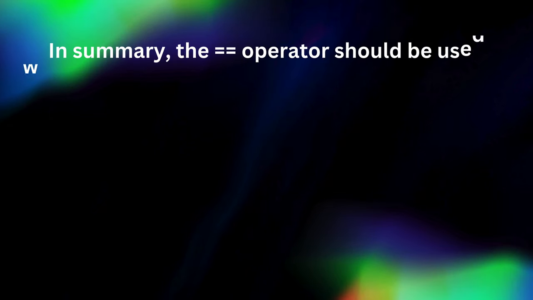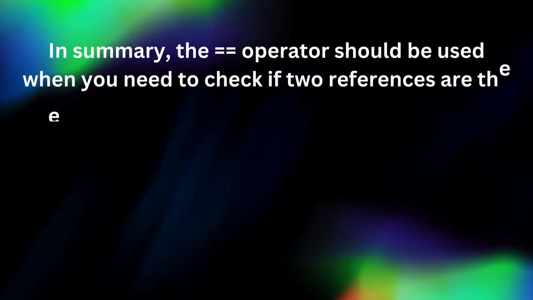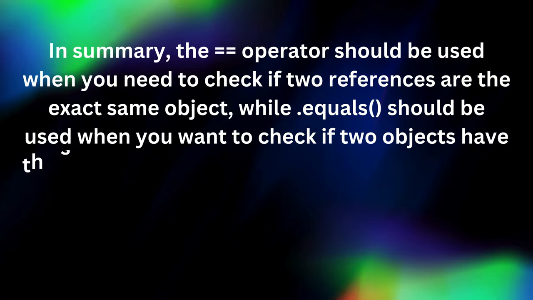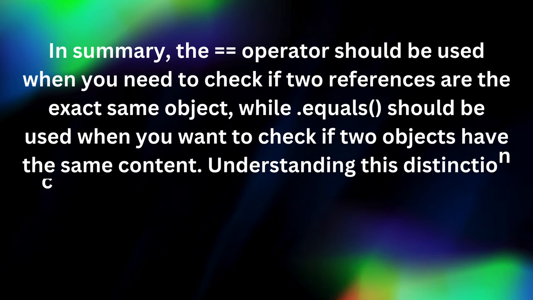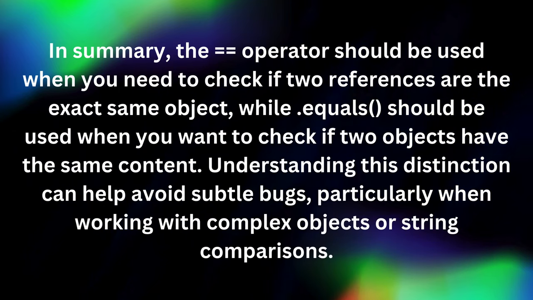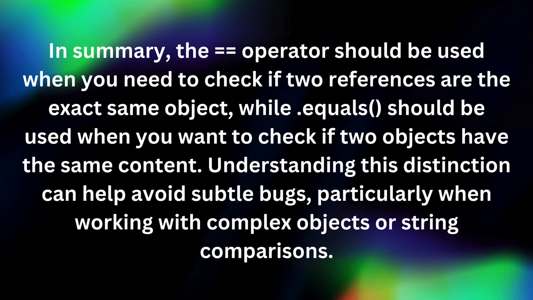In summary, the == operator should be used when you need to check if two references are the exact same object, while .equals() should be used when you want to check if two objects have the same content. Understanding this distinction can help avoid subtle bugs, particularly when working with complex objects or string comparisons.